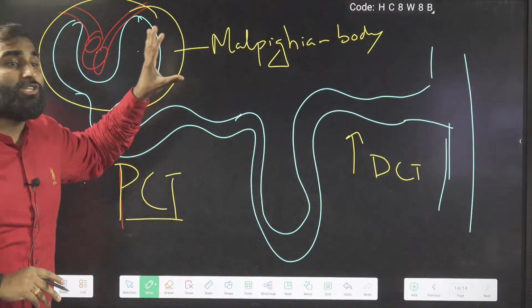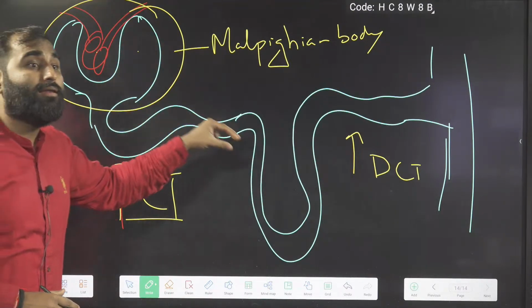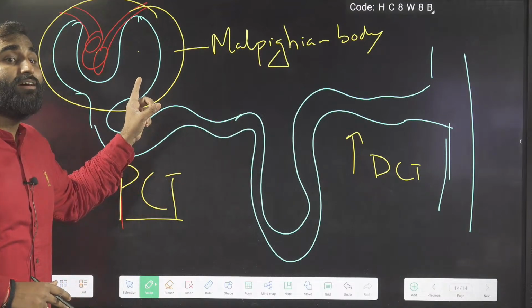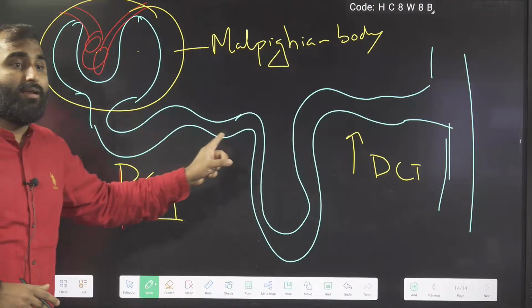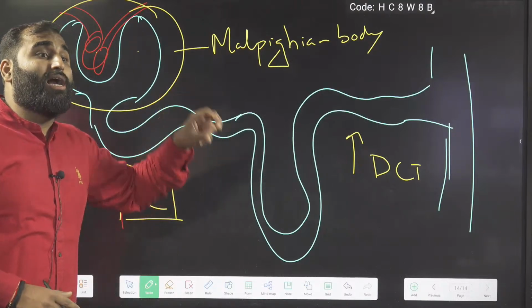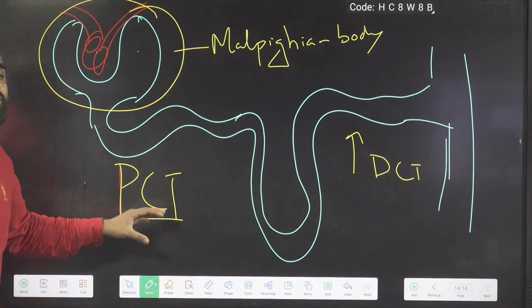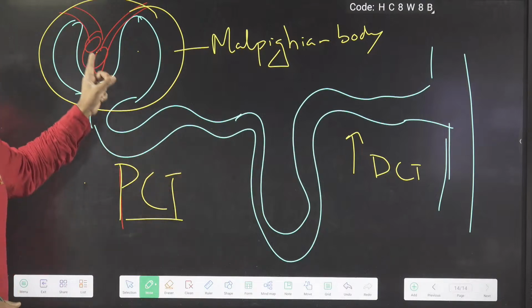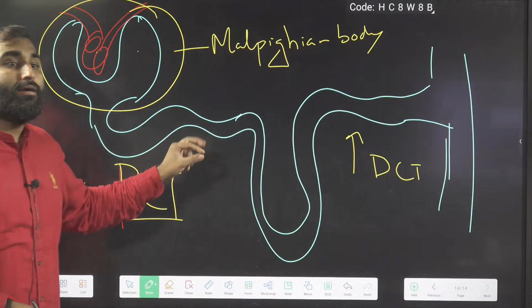Now, with respect to the Malpighian body, which tubule is nearer? The nearer one is this one, and it is coiled. Coiled means convoluted. That's why it is called PCT, proximal convoluted tubule. Proximal means nearer; coiled means convoluted, a tube-like tubule.